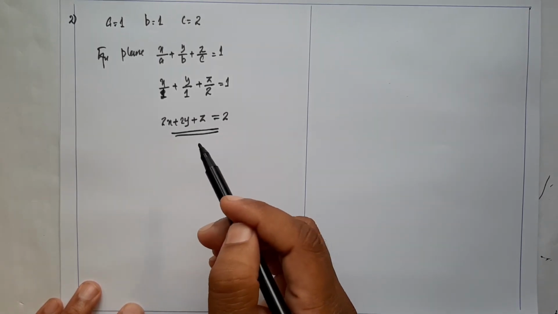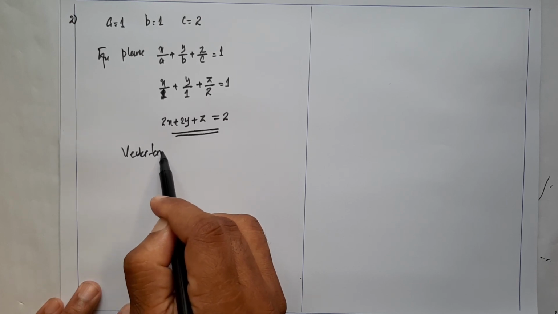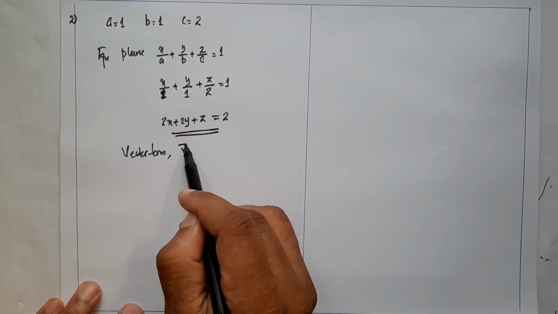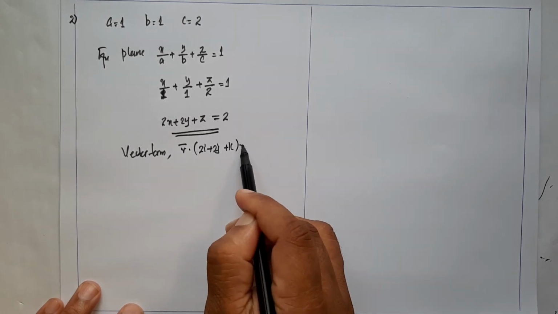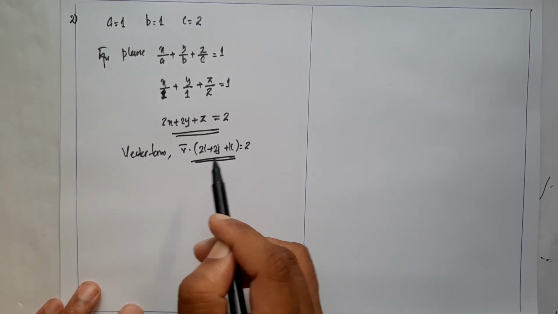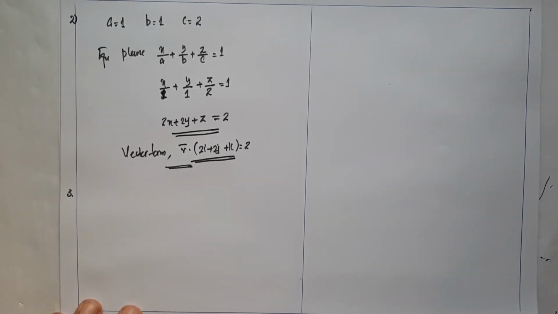If you want to find the vector form, then the vector form is, okay, the Cartesian form represented in the vector form: r dot (2i plus 2j plus k) is equal to 2, which is the vector form. That's all. Okay. Now discuss one more question.